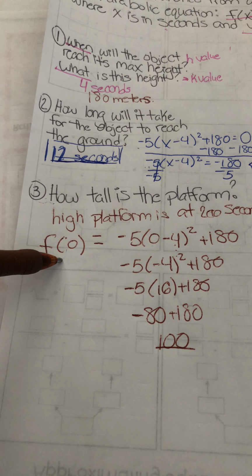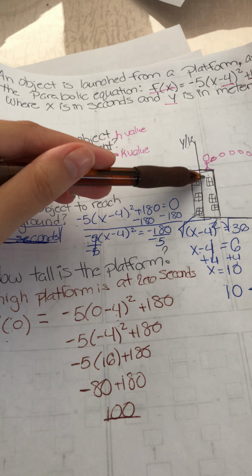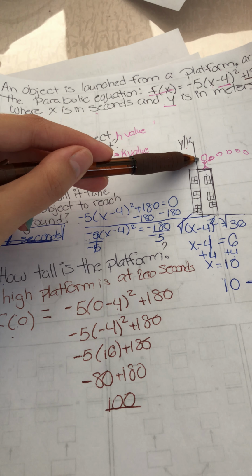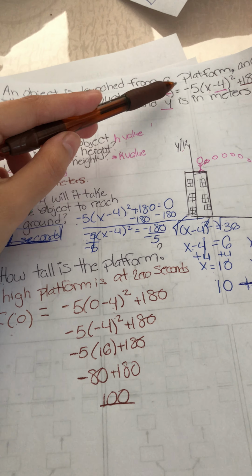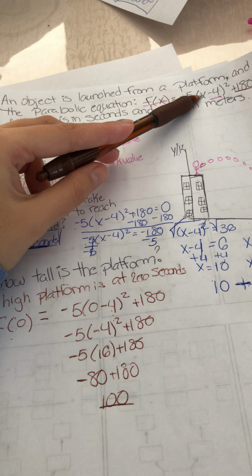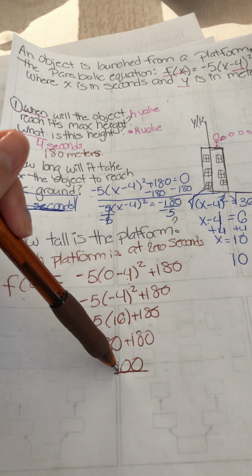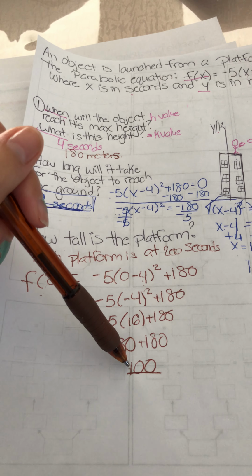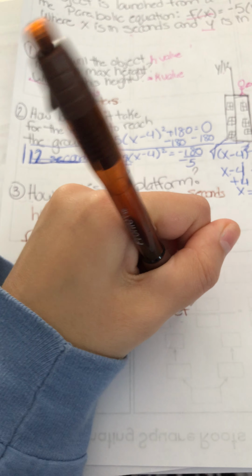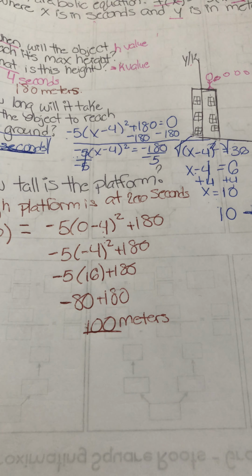So at 0 seconds, remember x is 0, because it takes 0 seconds to be on top of the platform. It didn't come off of the platform yet. I'm plugging in 0 seconds, or when x is 0, into my equation to figure out how tall the platform is. In this case, the platform is 100, and we use the measurement it gives us, meters.